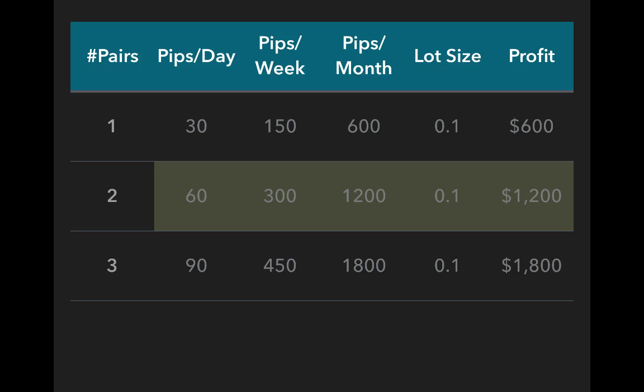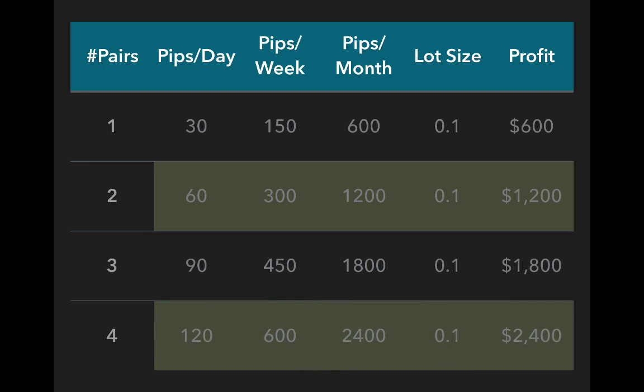Now you're watching 3 pairs, 90 pips a day, $1,800 a month, and then 4 pairs a day, 120 pips and $2,400 a month. I mean, once you get proficient at this, you can do that. You can move up, you can watch more pairs, you can catch more setups, and you're just looking for that one good setup every day. Just one is all you need, 30 pips a day. And look at this, watching 4 pairs, you catch 120 pips, 2,400 pips in a month is $2,400, and that's only trading a mini lot, 0.1 lot. Some people work a full-time job for this, right?